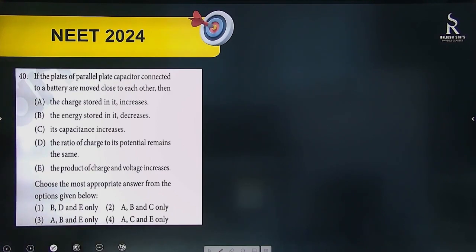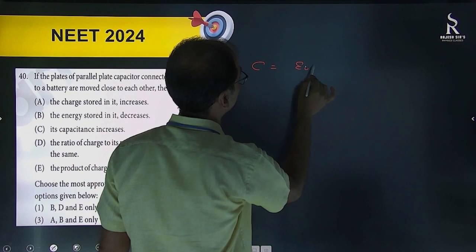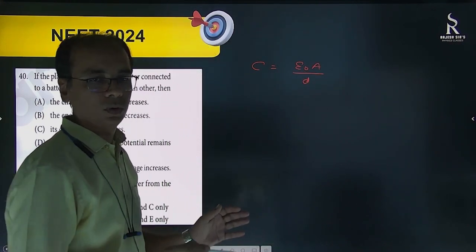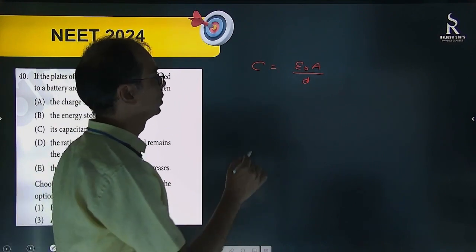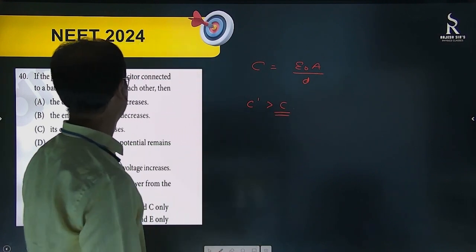Okay. Let's go for the next now. Question number 40. If the plates of a parallel plate capacitor connected to a battery are moved close to each other. So if you are moving close, C basically is epsilon naught A by D. So if you are making these plates go close to each other, that means you are decreasing D. That means C is increasing. You can say C dash is more than C, right? First thing. Let's see now what they are saying.